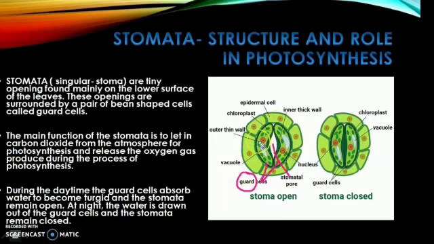Now, inside each guard cell, there are some cell organelles which are very important for the process of photosynthesis. What are these, children? The very first one is a prominent nucleus. You can see there is a prominent nucleus in both the guard cells. Next is a vacuole which will store the water. Okay. Now, following the vacuole are the chloroplasts. You can see, children, there are so many chloroplasts, isn't it?